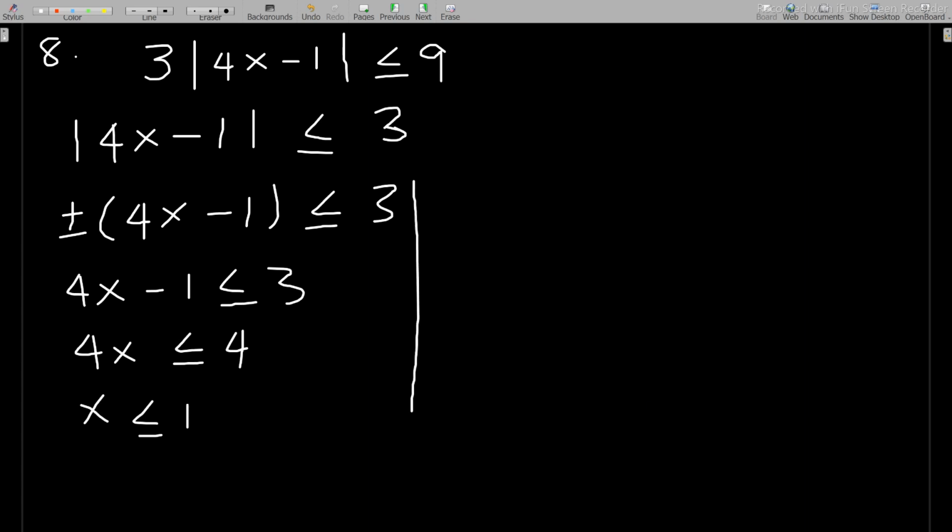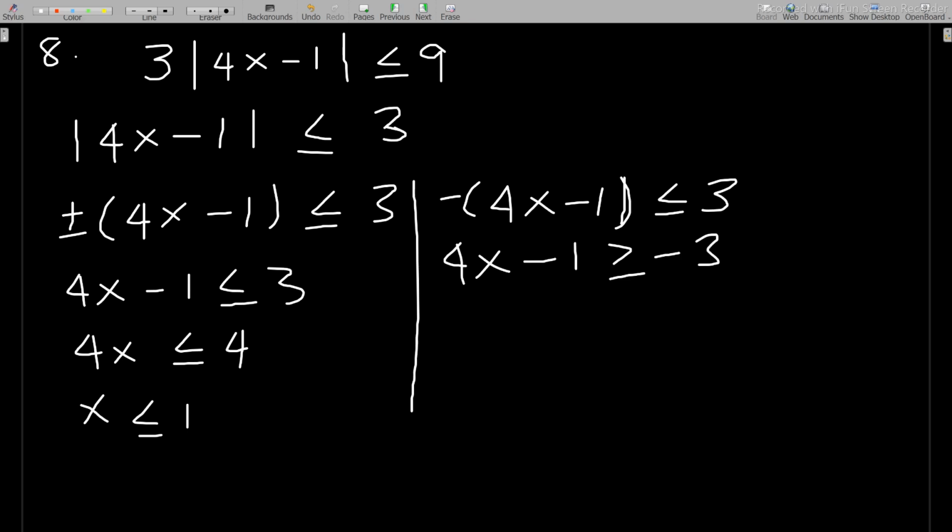Then you keep this, and you go ahead and take the negative aspect, minus into 4x minus 1, then less than or equal to 3. Now if I divide through by a negative, I'll get what? 4x minus 1 greater than or equal to negative 3. And then I'll solve this. 4x greater than or equal to negative 3 plus 1 will give me what? Negative 2. So I have x greater than or equal to negative half. So this is that: x is less than or equal to 1, x is greater than or equal to negative half.